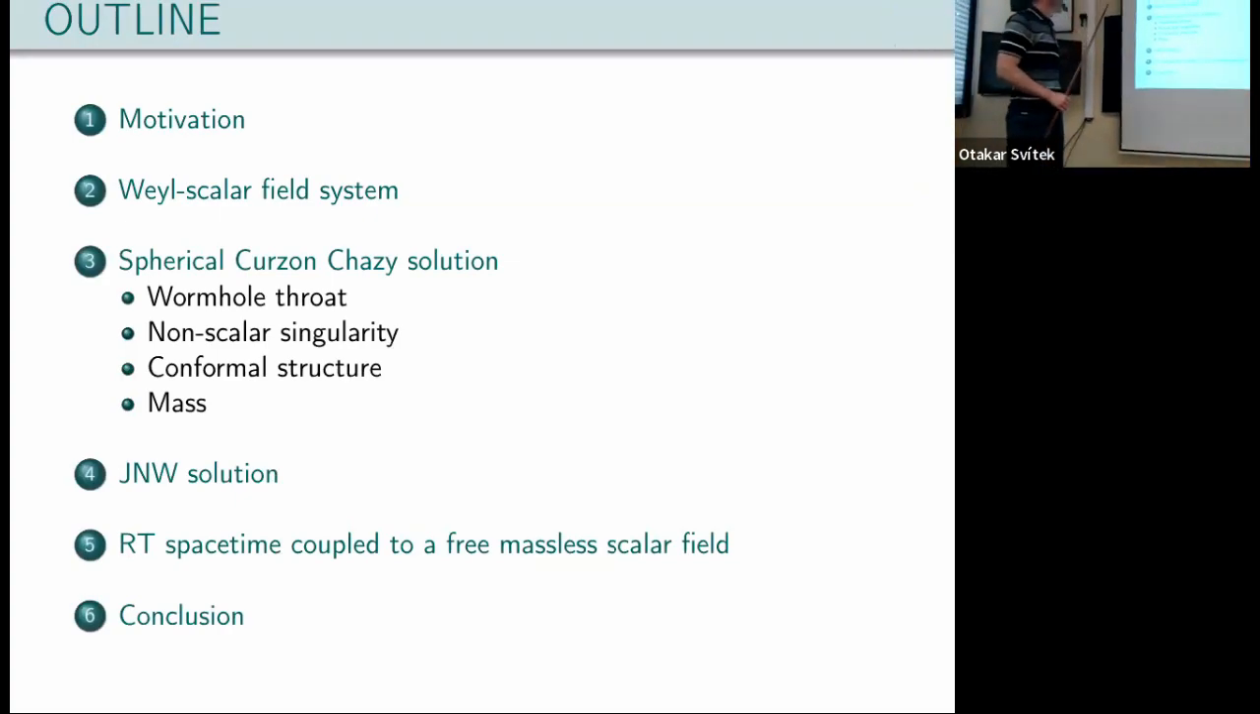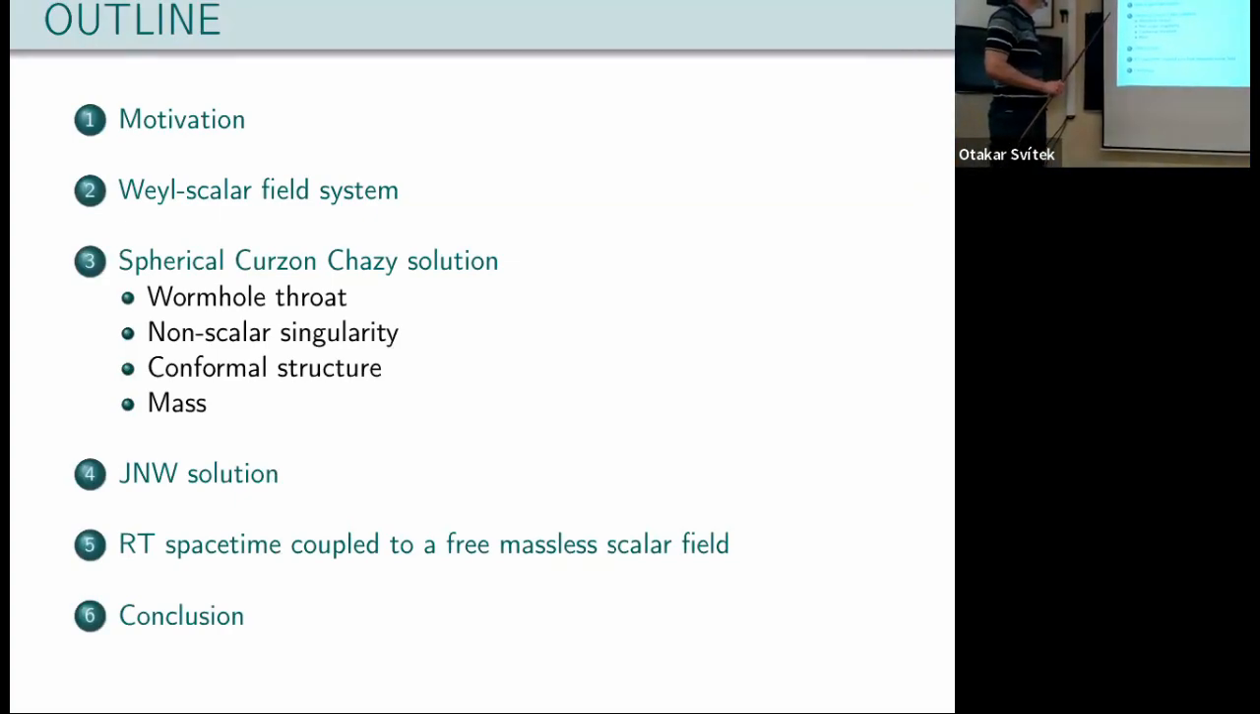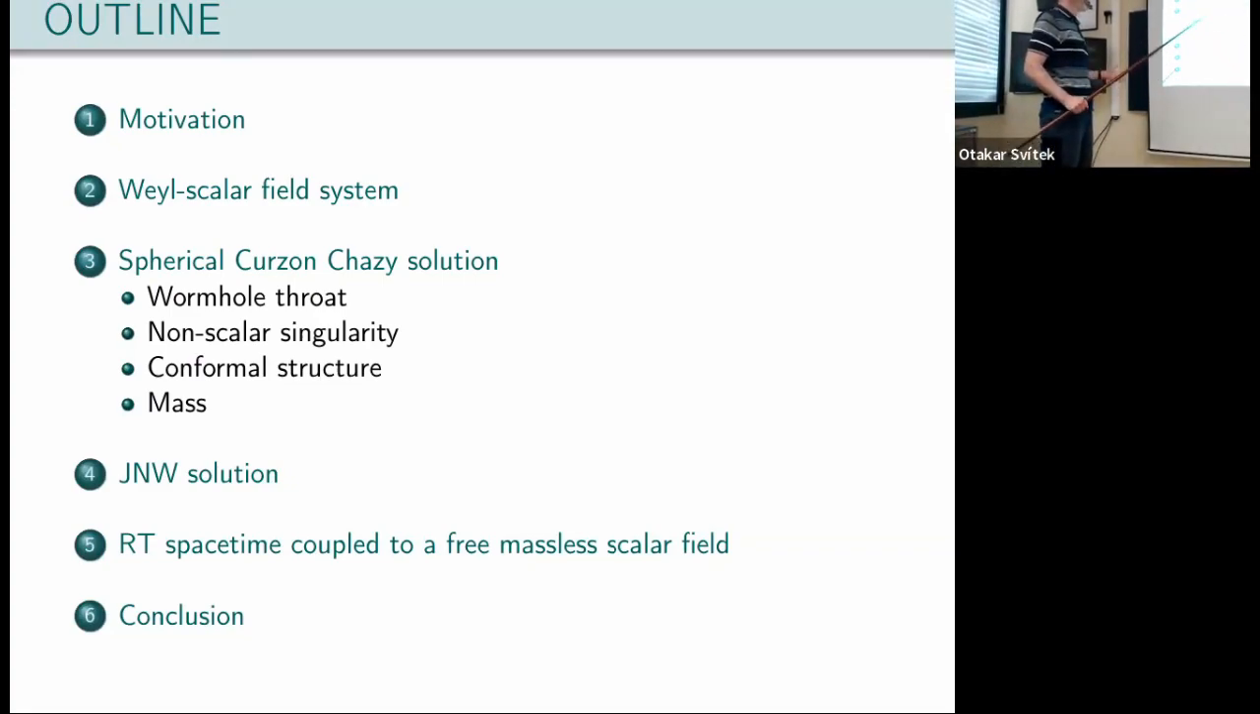So the outline is the following. After some really good motivation, I will talk about the Weyl-scalar field system, about some symmetries that allow generating new solutions from known ones. And then, although we start with Weyl, so we start with the axially symmetric class, we will soon specialize to the spherically symmetric case of a solution that we analyzed with my PhD student, and the PhD student named it the Spherical Curzon-Chazy solution because it was generated out of the seed of Curzon-Chazy.